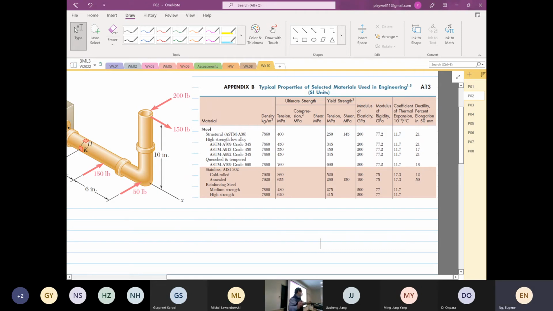Now, did I teach you when to use ultimate strength and when to use yield strength? Can you recall? Did I teach that yet? Probably not, right? Let me ask you, when do you use ultimate strength and when do you use yield strength? Can you remember? No? Okay, I'll tell you when.